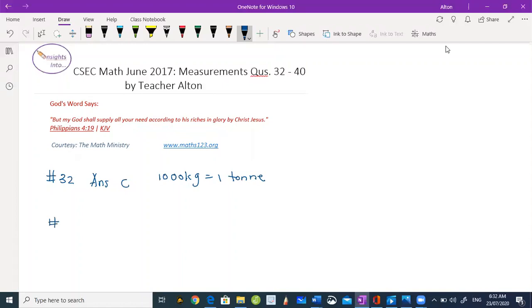Question 33. Question 33 wants to know the volume of a cube of edge 3 centimeter. The formula for volume is length by breadth or width by height. And if we are looking at a cube, it means that all of those 3 sides will be the same, and in this case it's 3 centimeters. So your answer for number 33 would be 27 centimeter cube. Again, that will be answer C.